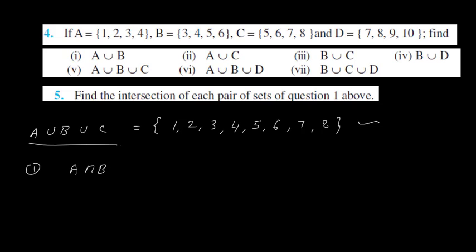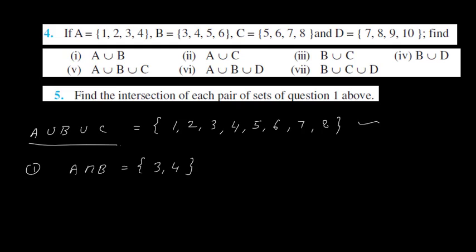Now A intersection B, you have to see the common element. So what is common element between A and B? So in A and B, we see that 3 and 4 is common. So I write 3 and 4. Then in the same way, we can find other intersections.